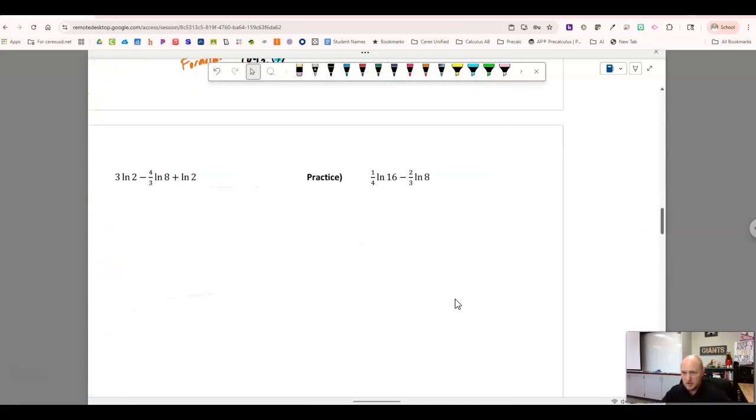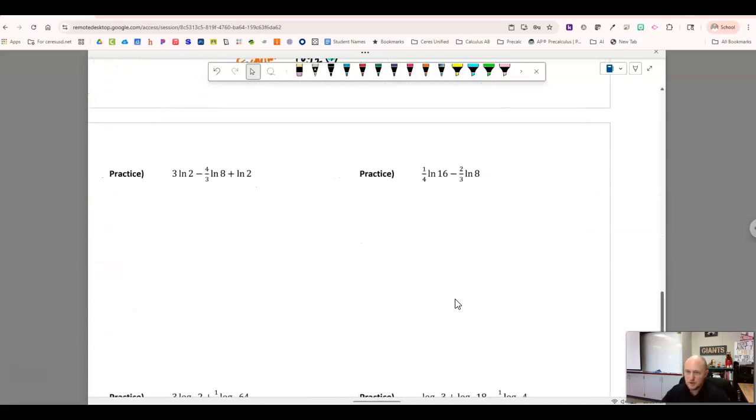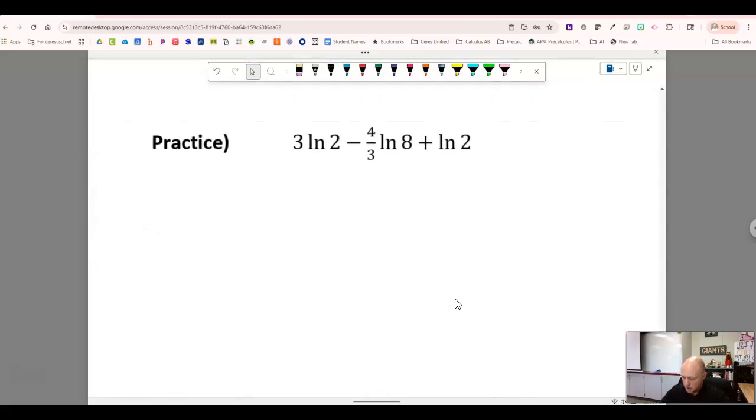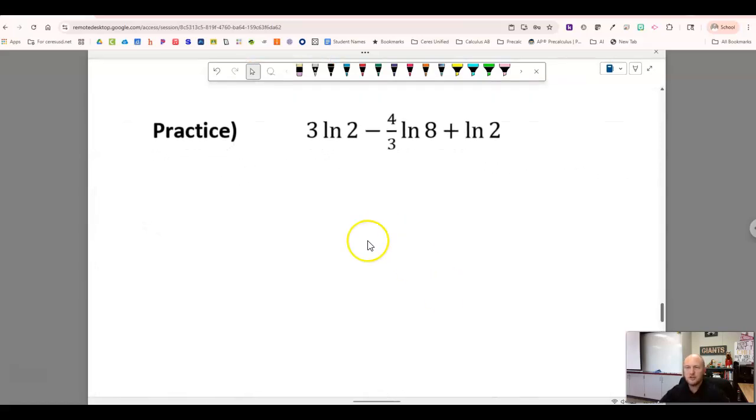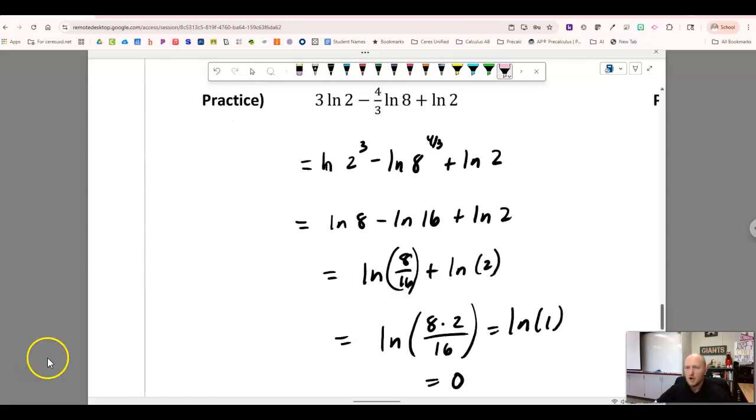There are some final practice questions here for you. So I'll go ahead and pause these here for you, and then you can check the response. Okay, here is example 1. We used the power property first, right? I moved that 3 and that 4/3 into the exponent. And then I evaluated these: 2 to the power of 3 is 8, and 8 to the power of 4/3. The third root of 8 is 2, and 2 to the 4th gives me 16.